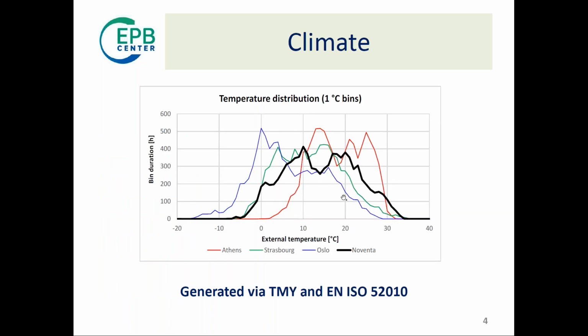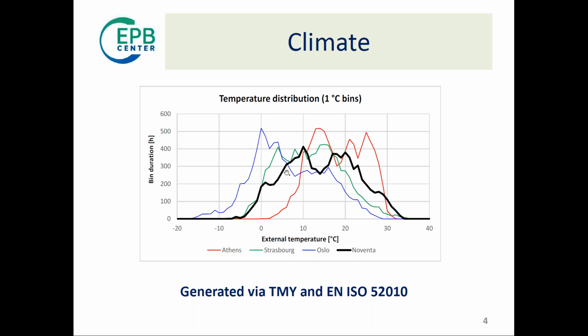So we need all the pieces. First of all, you need a climate. For example, here it's generated by the reference years by the JRC, Research Center of the Commission, and going through the EN ISO 52010 to generate the solar radiation on different planes and so on to get the climate data. And just to know where we are, here we have the result for Athens, Strasbourg, and Oslo.